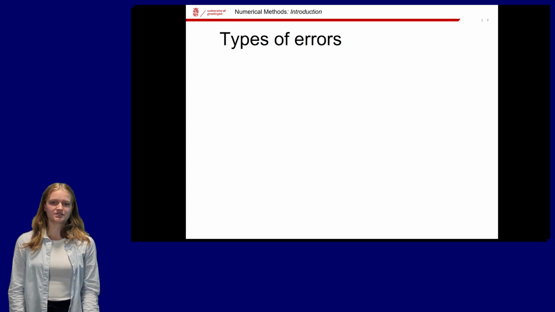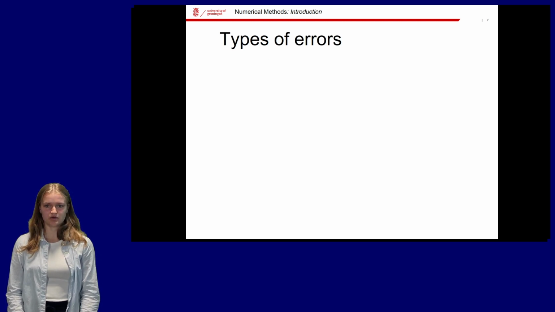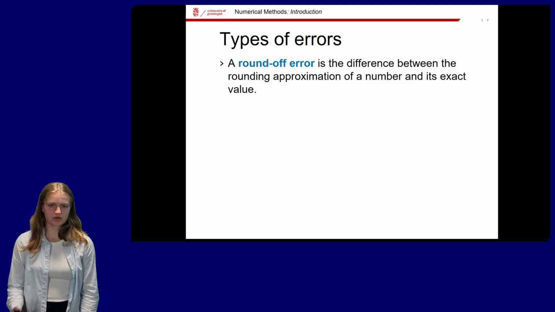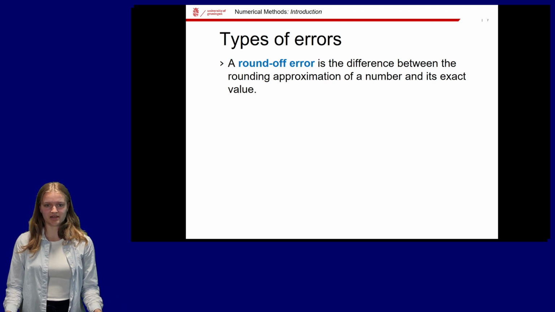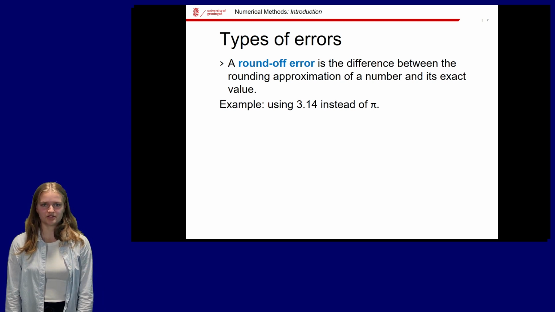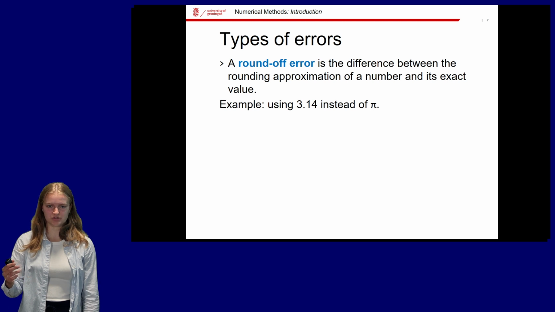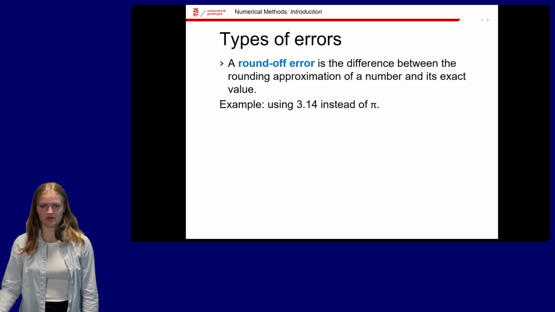So we can classify errors as well. We have different types of errors. First of all, we have a round-off error, which is the difference between a rounding approximation of a number and its exact value. For example, instead of using pi with an infinite amount of decimals, you're going to use 3.14. So then your error is going to be 0.0015, etc.